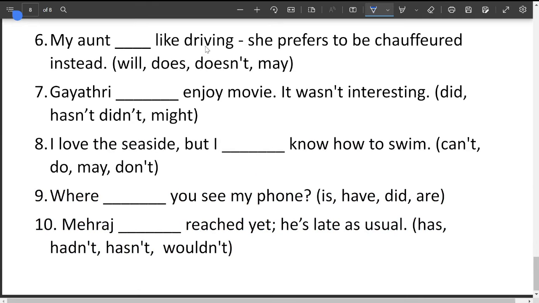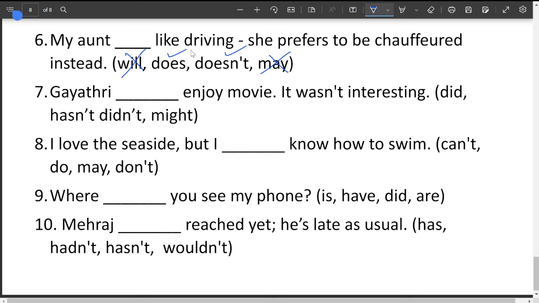My aunt dash like driving. She prefers to be chauffeured instead. We are speaking about her likes and dislikes. Likes and dislikes must be used in the simple present tense. Simple present tense must carry doesn't or don't, or these two: do, does, doesn't, don't. Okay, not may or will. These two come as future. Okay, they are modal verbs.